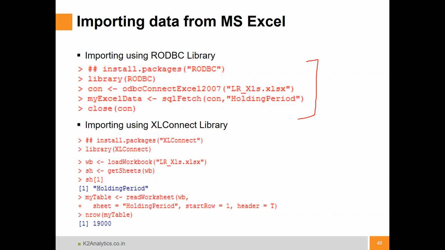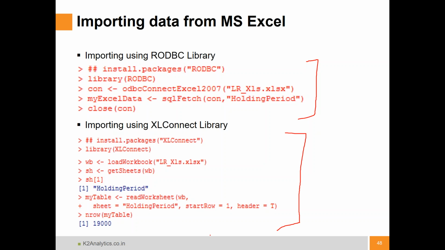ODBC means Open Database Connectivity. There are two types of drivers by which you can connect to a database. One is called ODBC and the second is JDBC. ODBC stands for Open Database Connectivity and JDBC for Java Database Connectivity. We are not going to run this because in my past I have seen that on many machines this may not run. So you are going to use this syntax to import data in R from an Excel file.